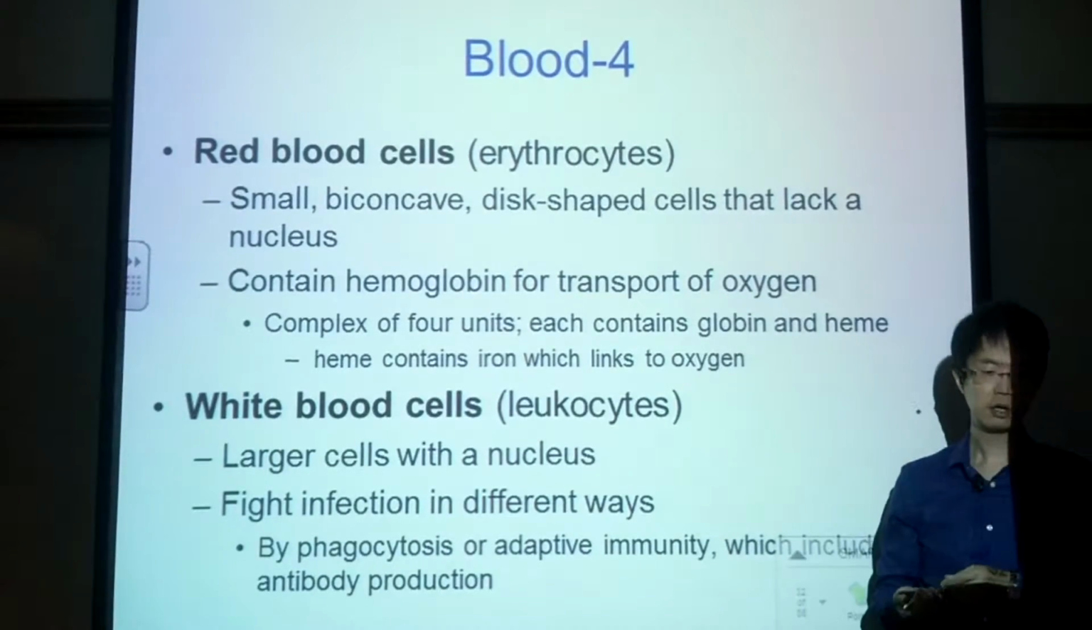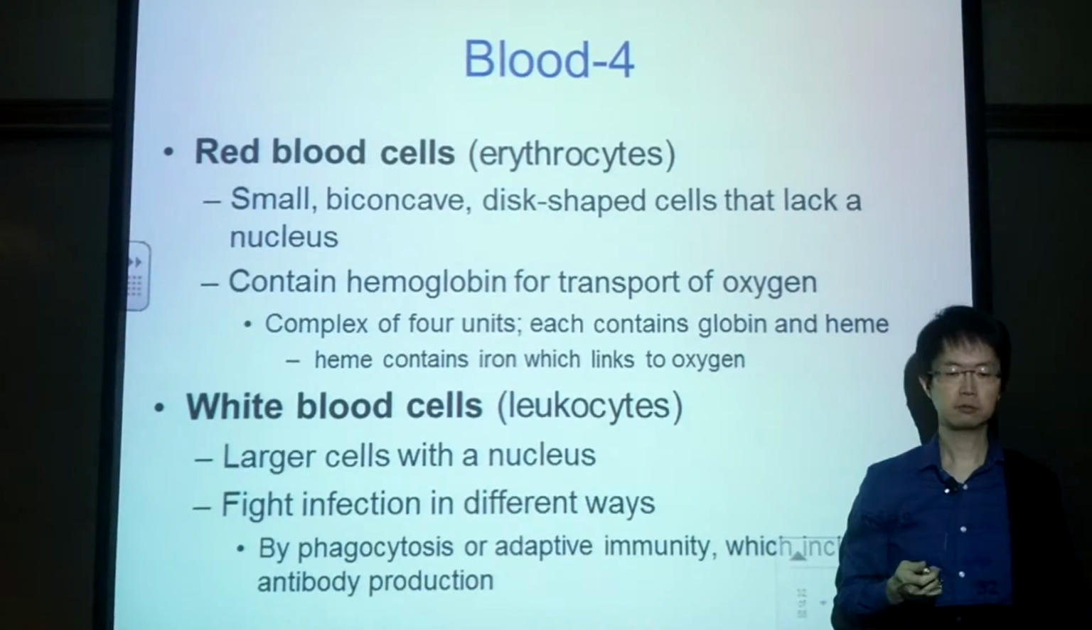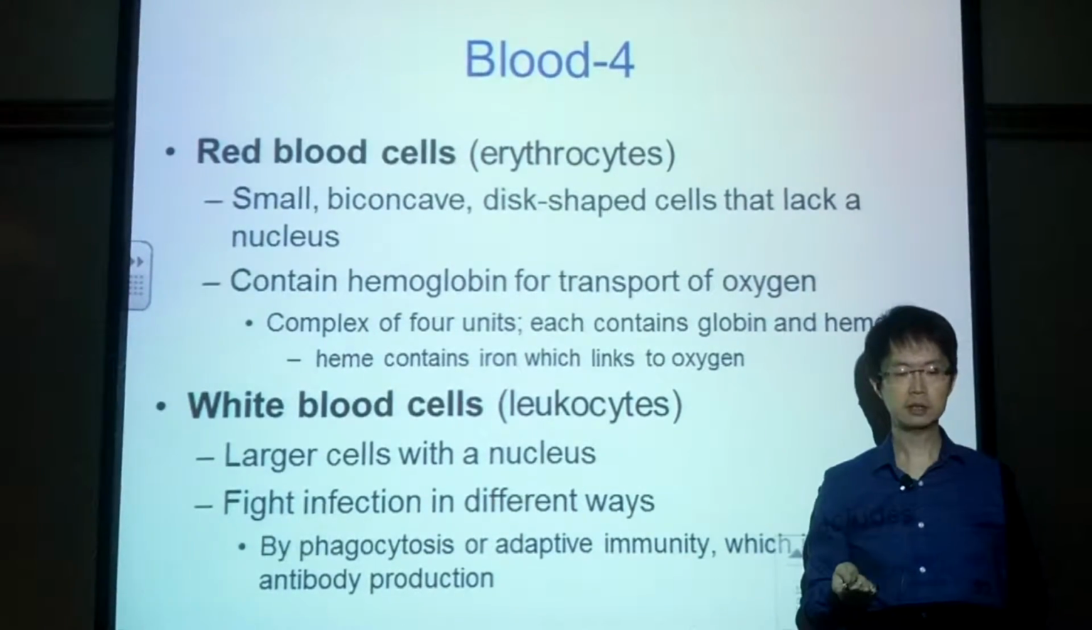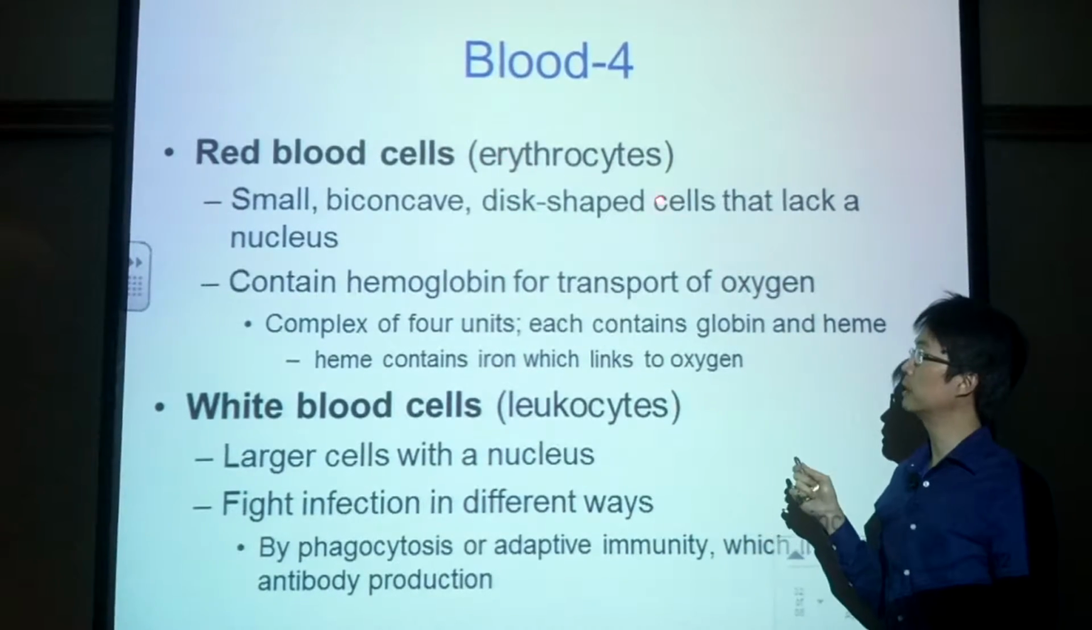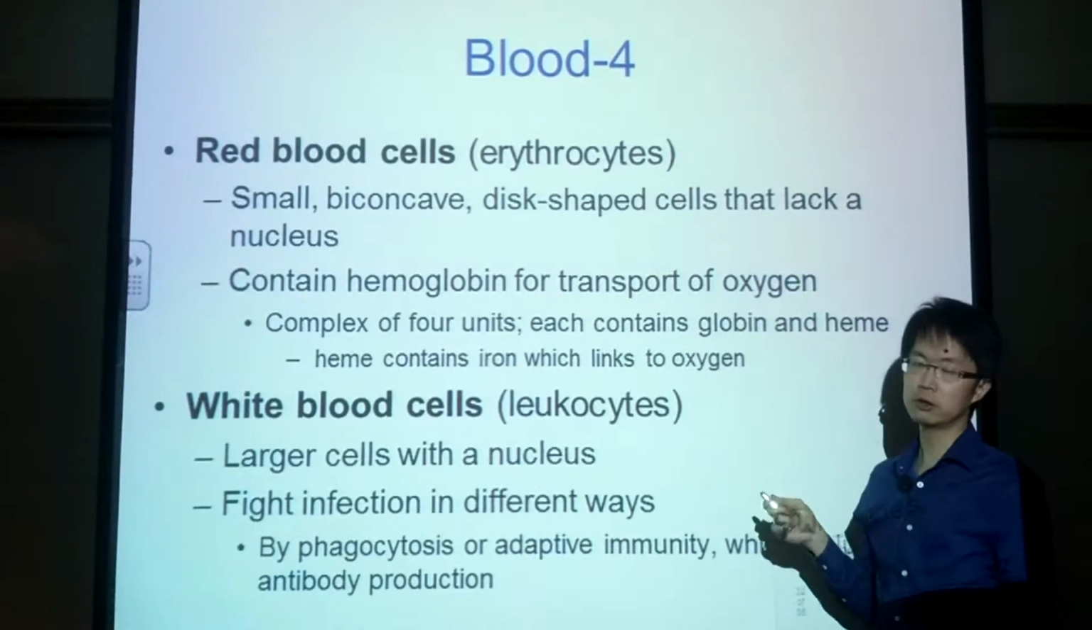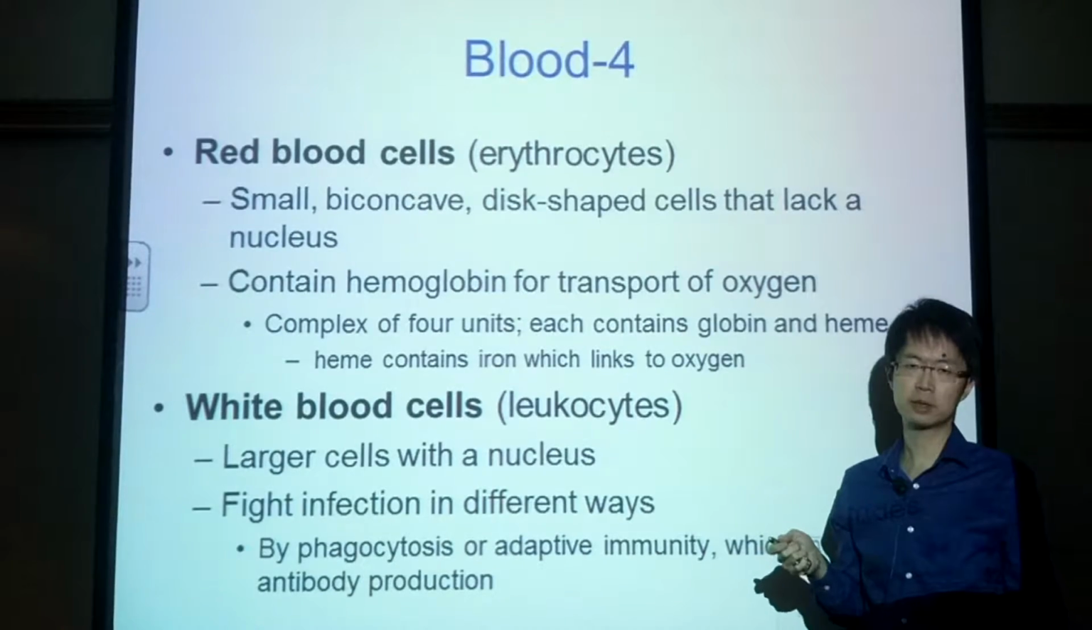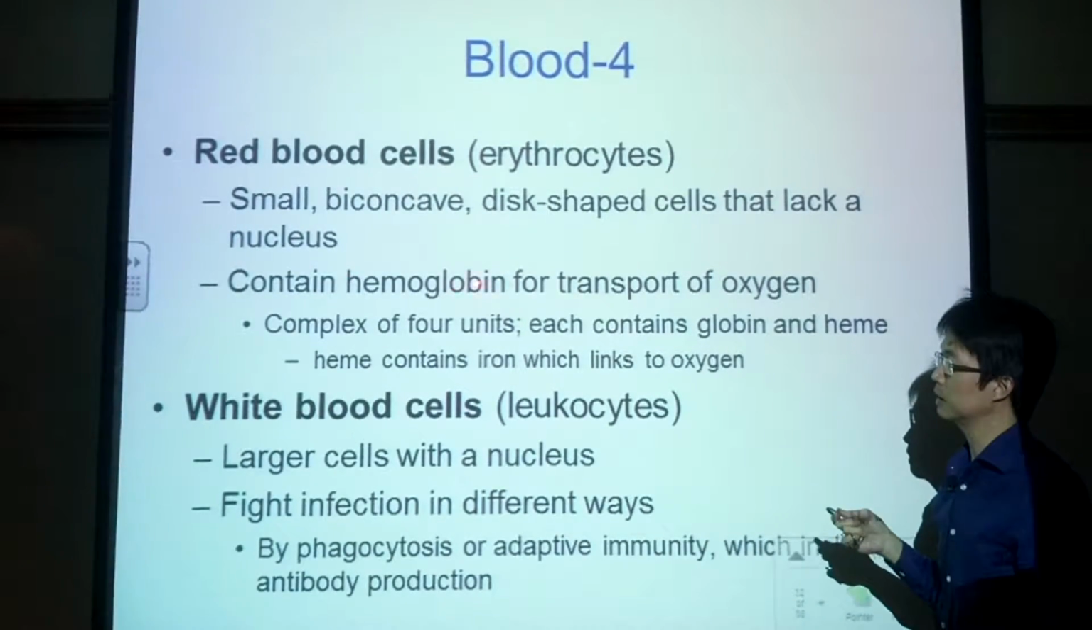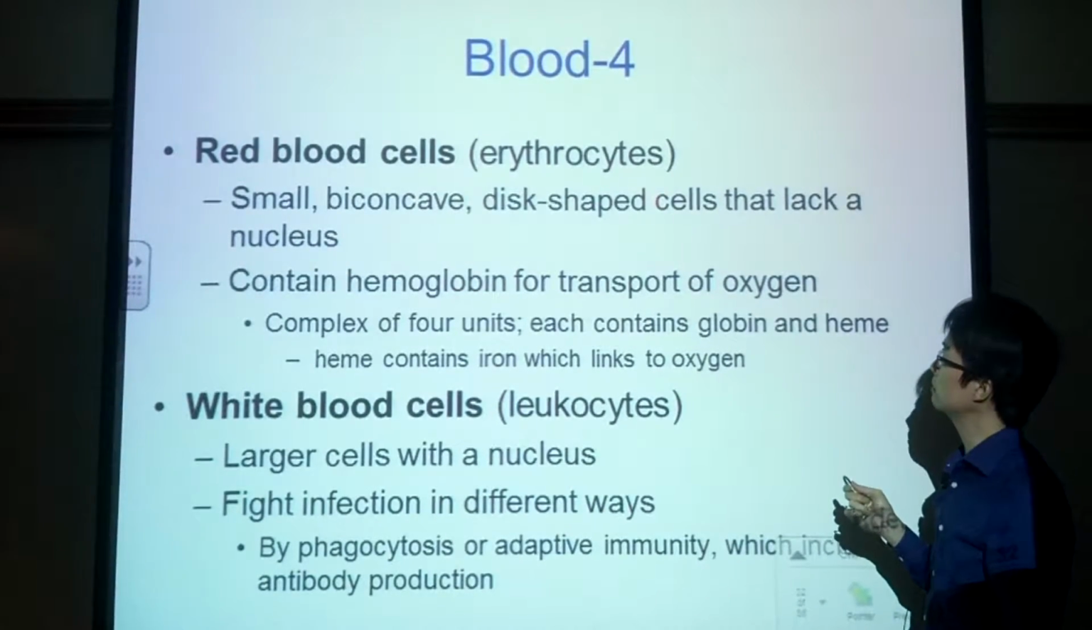Okay, let's talk about different types of formed element. Red blood cell, aka erythrocyte. From now on you should use erythrocyte instead of red blood cell. It is biconcave disc shape.